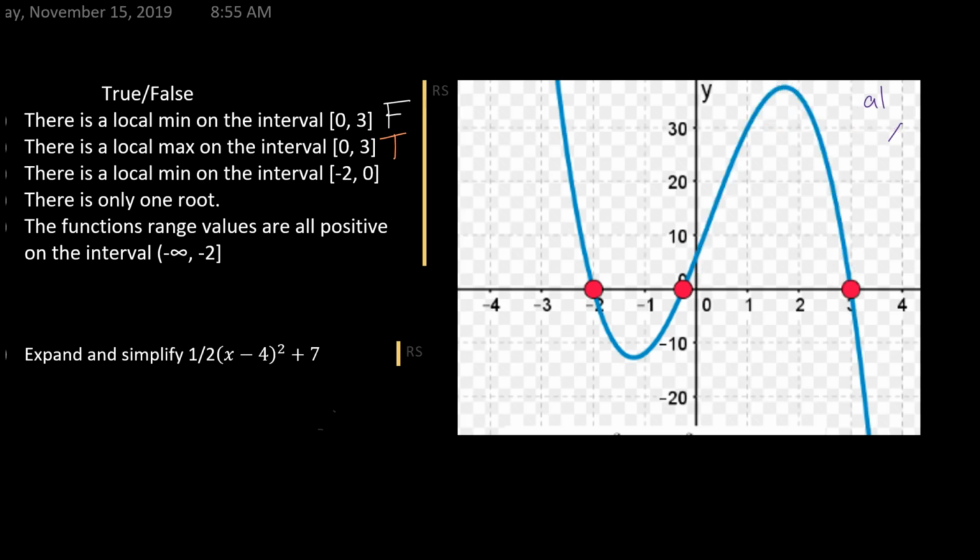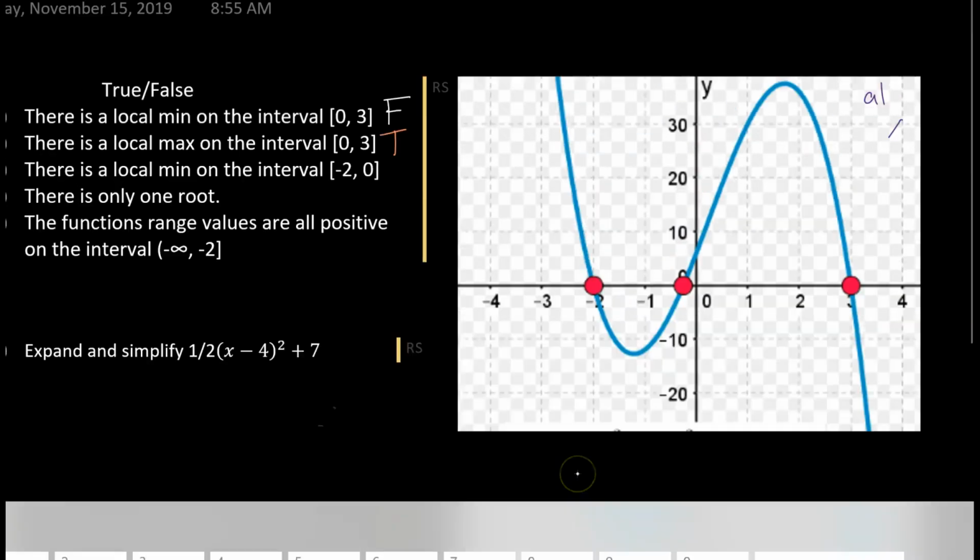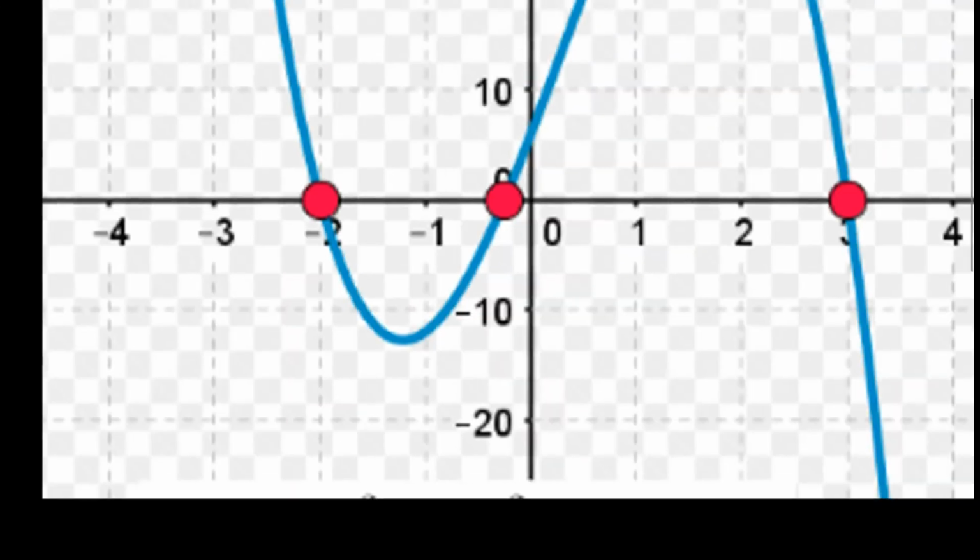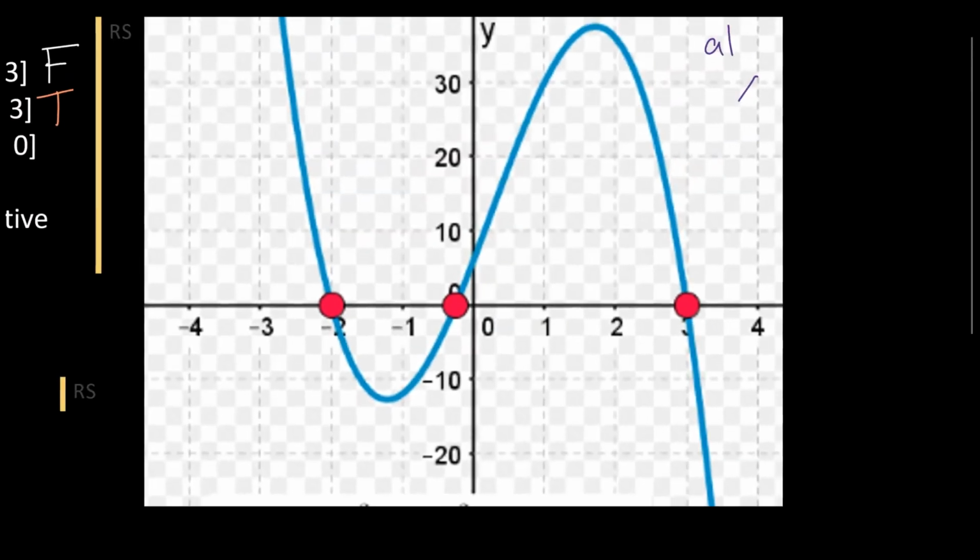So now we're looking at a different interval, from -2 to 0. Where is that on my graph? What do I look at? From what to what?